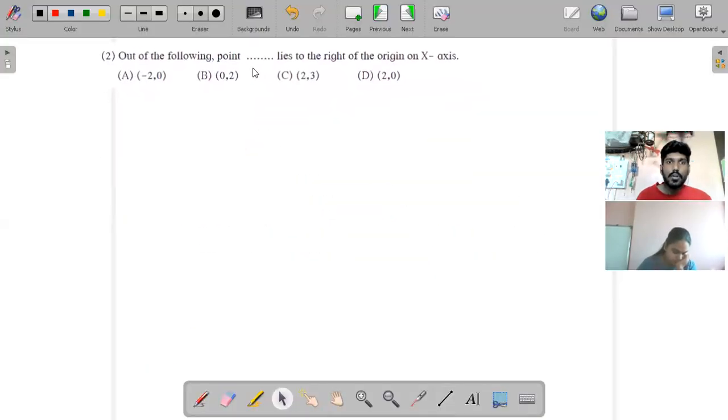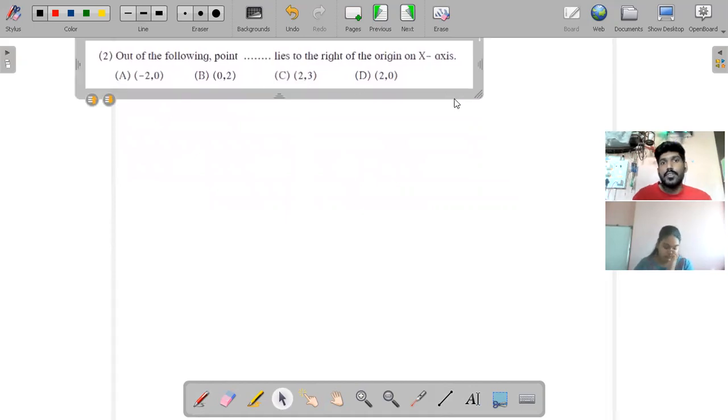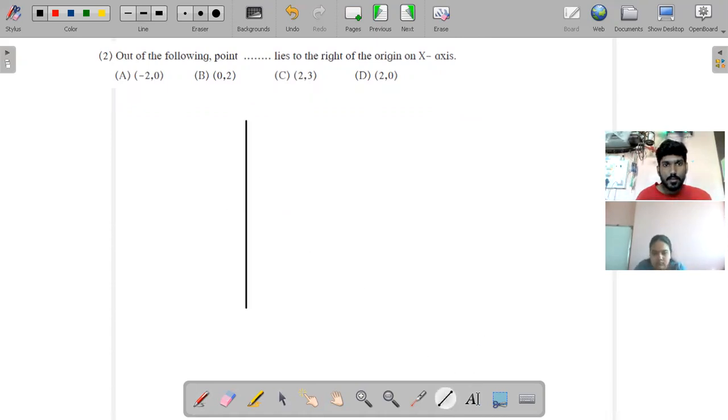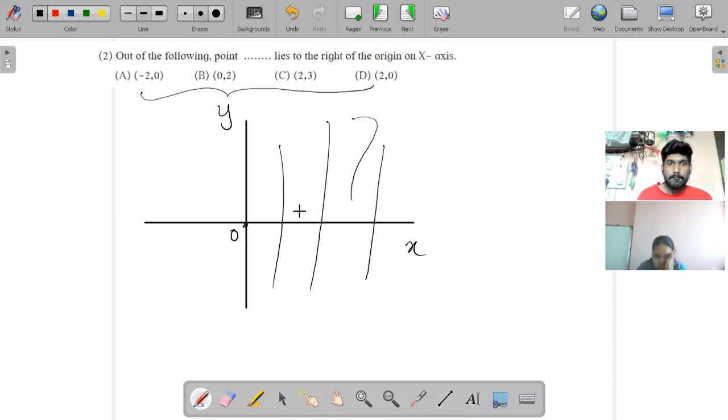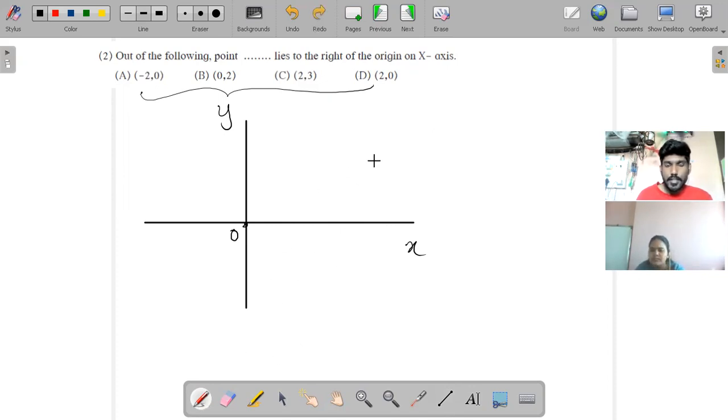Okay, out of the following points, which point lies to the right of the origin on the x-axis? So suppose this is the graph, this is the x-axis, this is the y-axis, this is the origin. So they are asking which of these following points lies to the right side, that means this side.